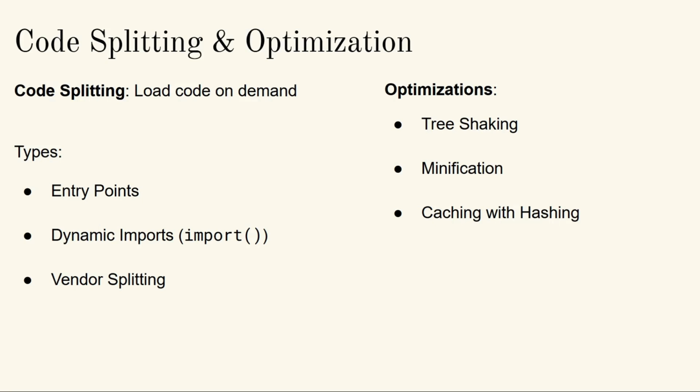Now let's talk about some optimization techniques to make things even faster and lighter. Webpack supports tree shaking, which removes unused code. Minification is very useful to compress code and reduce the file size. Caching and hashing generate unique file names so users always get the latest version. These features make your React app much more scalable and production ready.